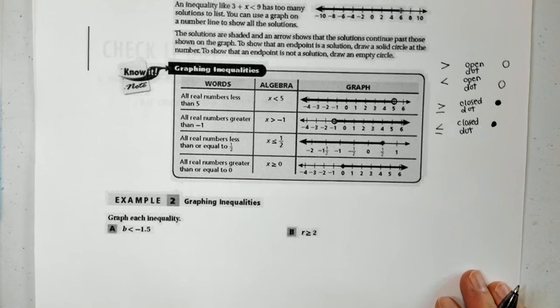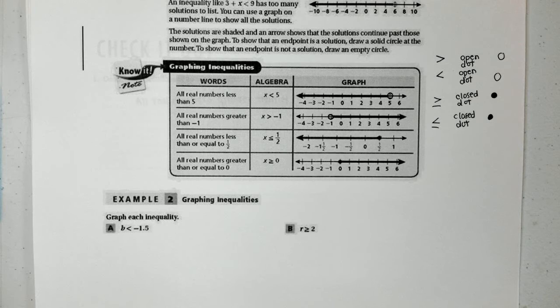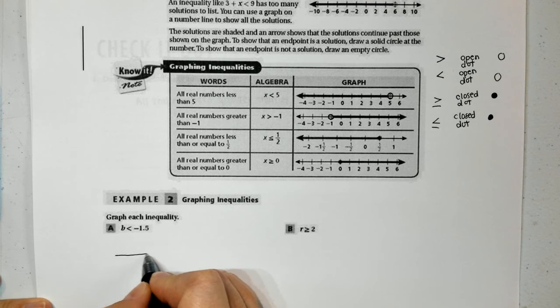Okay? So now we're going to try some together. So we have b is less than negative 1.5. So I'm going to draw my number line.